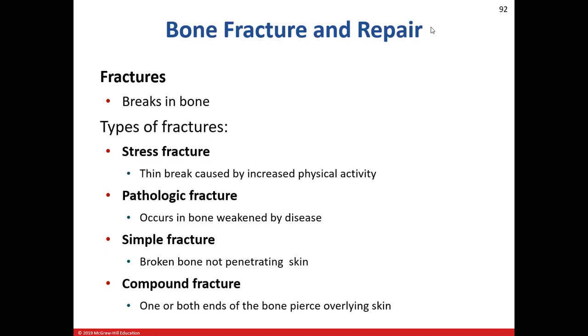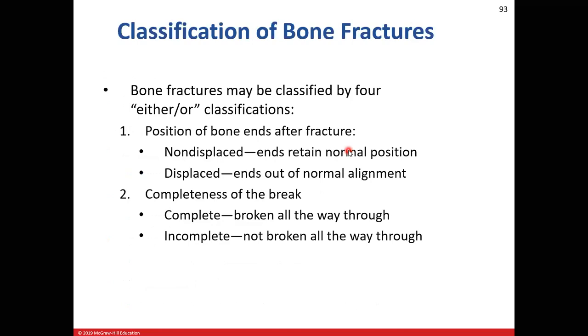We can have a simple fracture. And a simple fracture is simply where the bone is broken but does not penetrate the skin. Whereas then we also have a compound fracture. And a compound fracture is where one or both ends of the bone that's broken actually pierces the skin above it.